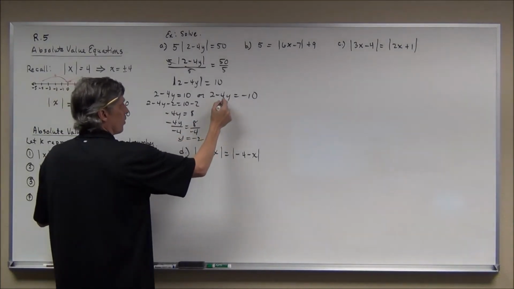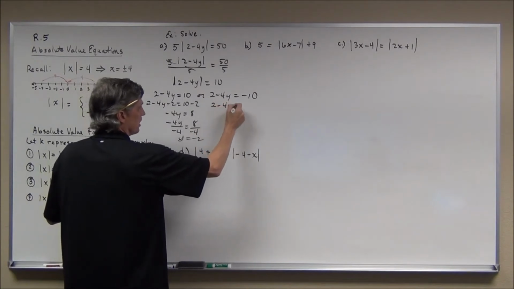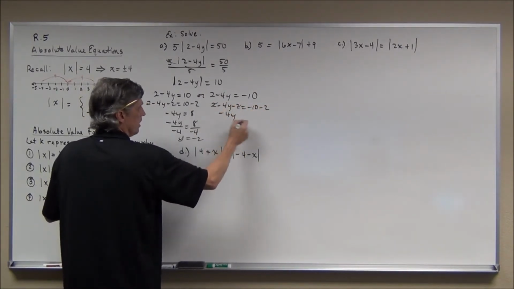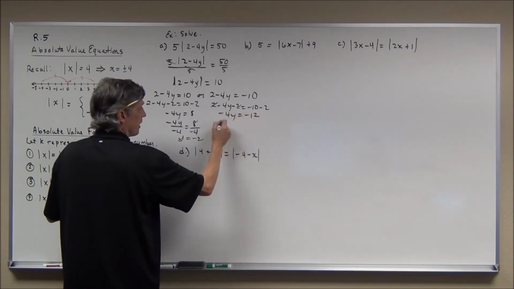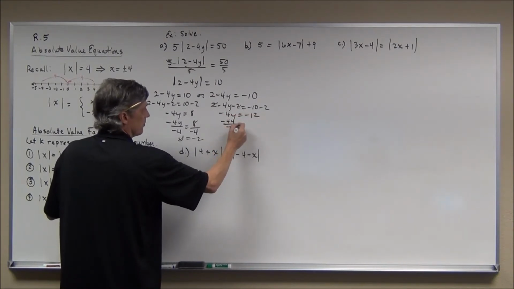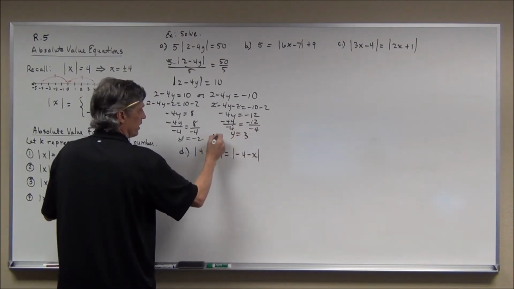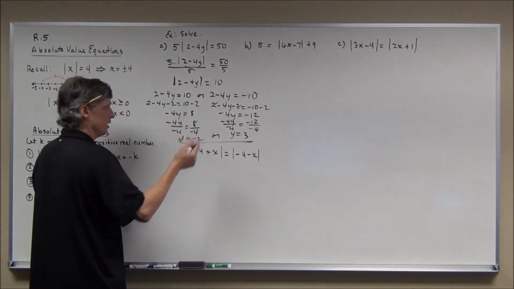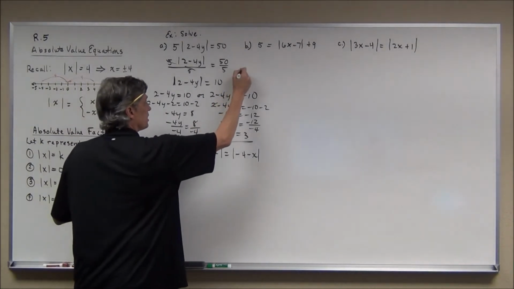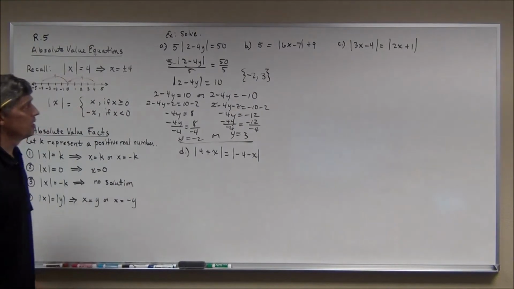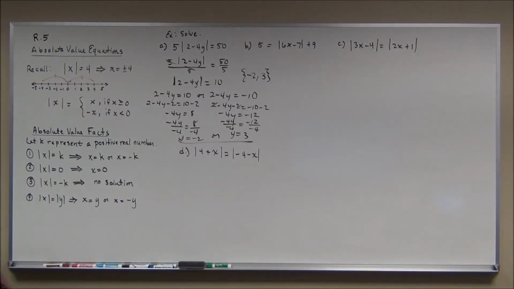Just had enough room here. Over here I'll subtract 2 from both sides. I have negative 4y is equal to negative 12. Divide through by negative 4. And I have y is equal to a positive 3. So I have these two answers, or as we sometimes write solution sets, they would include negative 2, positive 3. And with any equation, my suggestion is that you should probably plug it back into the original to make sure that it works out okay.